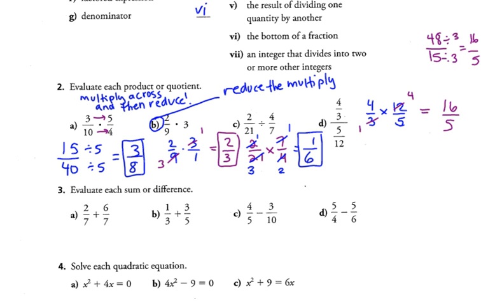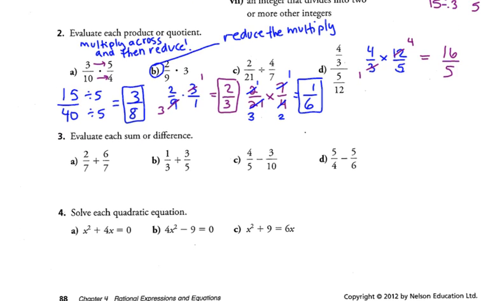Okay, so that's multiplying and dividing. A lot easier than adding and subtracting, right? Because what do we have to have when we're adding and subtracting? Common denominator. Oh, yeah.